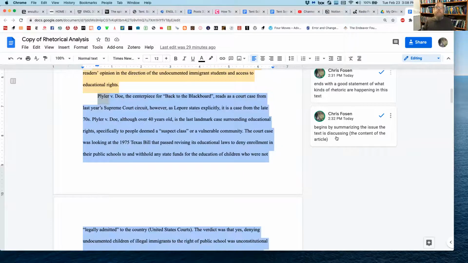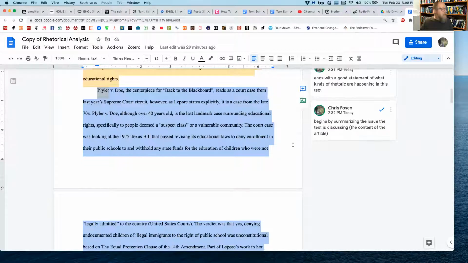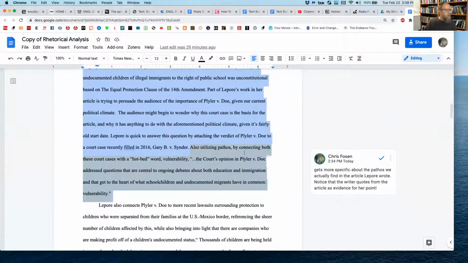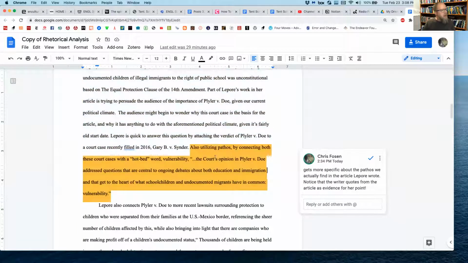What are the issues that this author explores? What are the points that that author brings up? And maybe you give me a couple of quotes from this author so that I can see what the flavor of their writing style is. But what you'll also see by the end of this second paragraph is that the author is getting a little more specific about the pathos that we're actually going to find in this article.